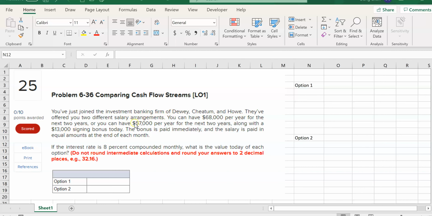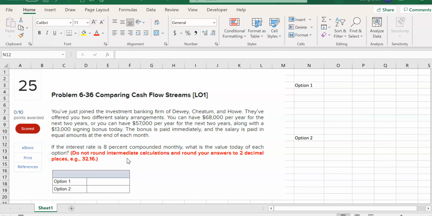And option 2 is that you can have $57,000 per year for the next 2 years, but you will also have a signing bonus of $13,000. The bonus is paid immediately, but the salary is paid in equal amounts at the end of each month. So we have a monthly payment, and if the interest rate is 8% compounded monthly, what is the value today of each option?